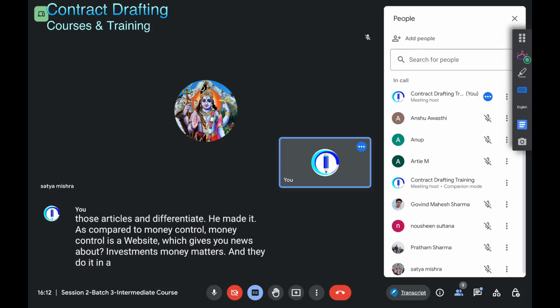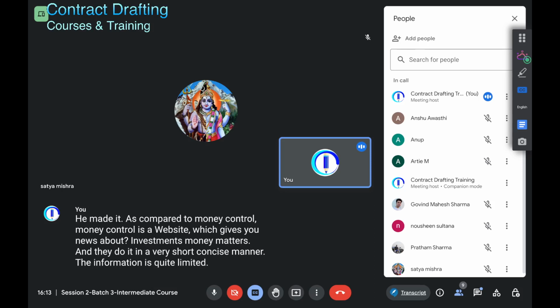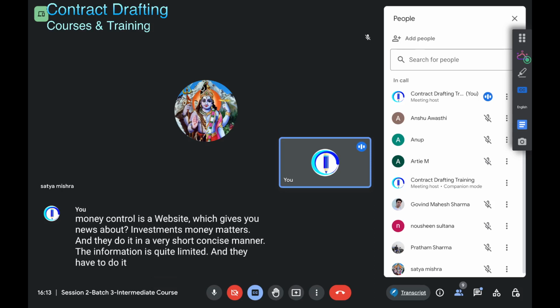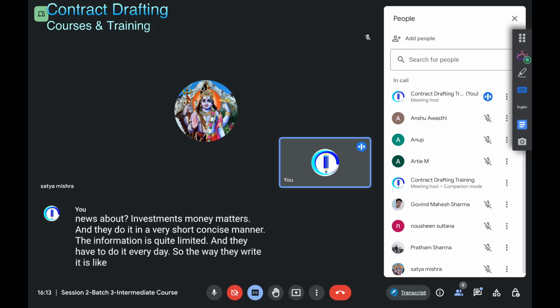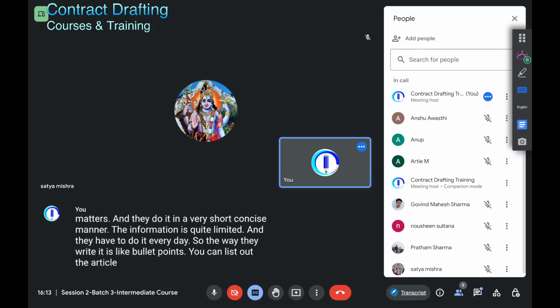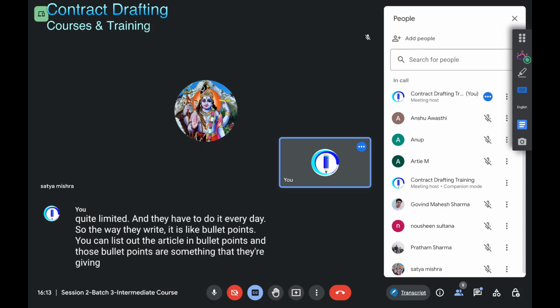The information is quite limited, and they have to do it every day. So the way they write it is like bullet points. You can list out the article in bullet points, and those bullet points are something that they're giving you day in, day out. So the quality of writing that they're doing is far more simple.